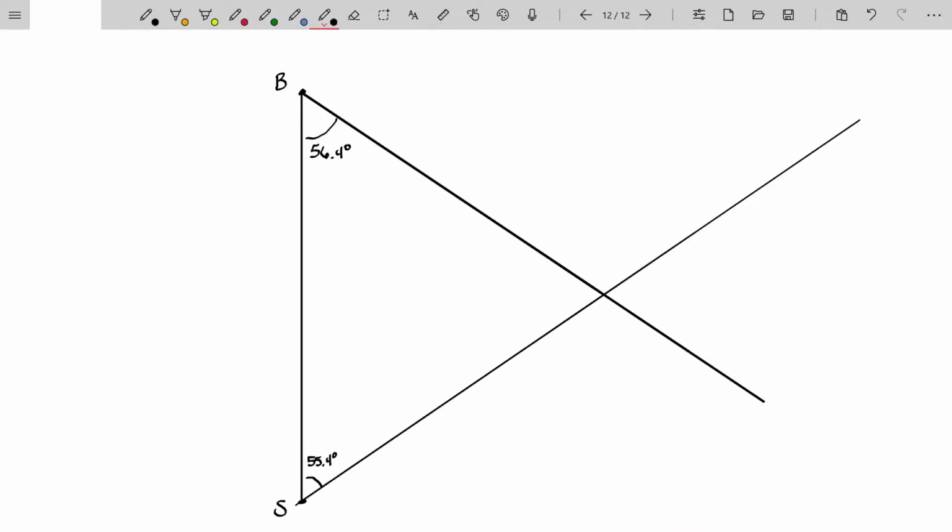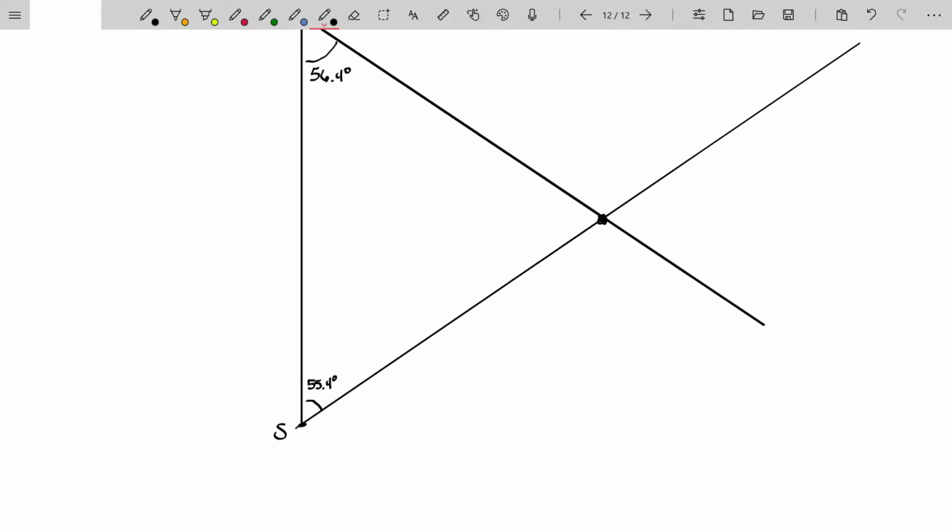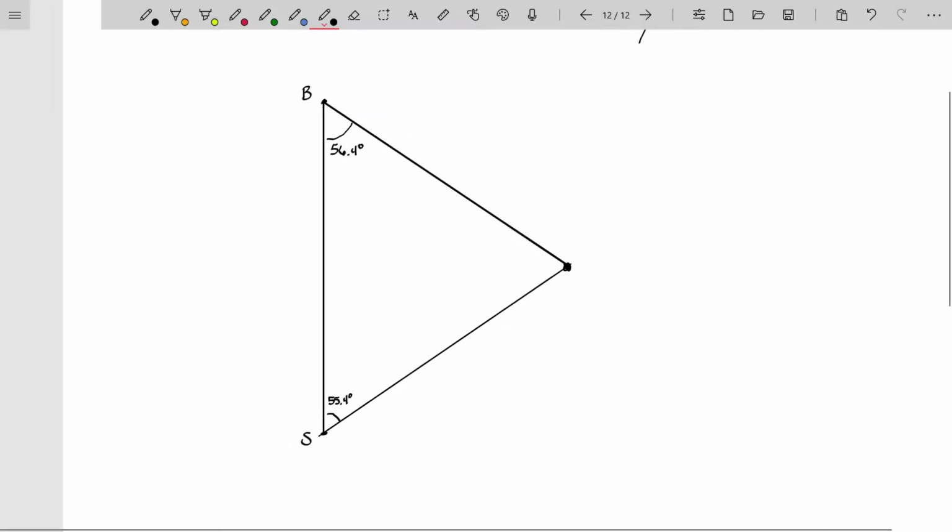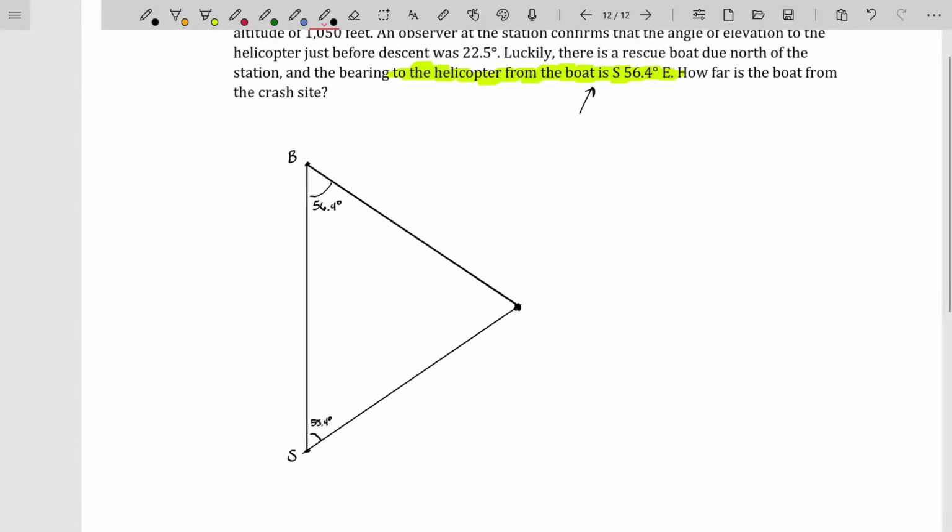And there we go. You have the boat, they face south and turn through an angle of 56.4 degrees east, and they spot the helicopter crash. And then the people at the station face north and turn through an angle of 55.4 degrees east, and they see the crash. I'll erase all these extra extraneous lines. So there is the triangle we're worried about.